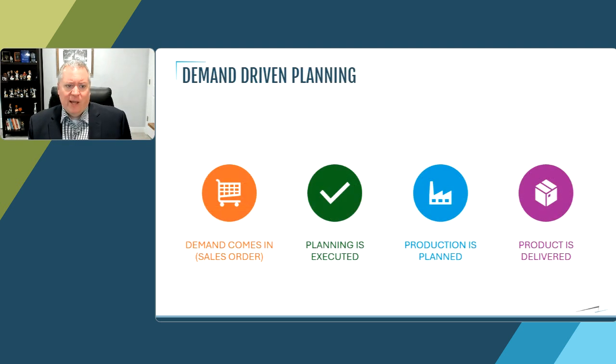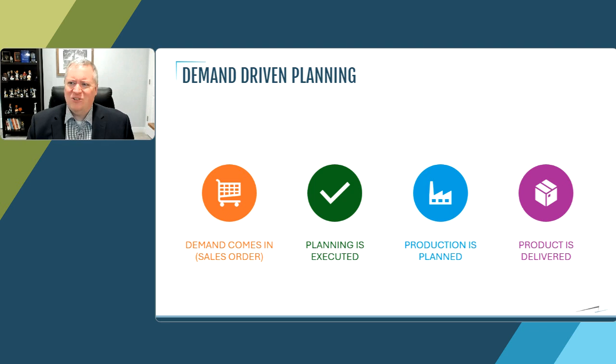In demand driven planning, we get our demand in, which is typically in a sales order. It could be some other kind of order in the system, but something that's driving that demand is coming into our system. Once that demand comes in, we're going to execute planning. Once planning is executed, we're going to take that planned order and throw it into production. We're going to go through the production life cycle and then we're going to deliver that product. Pretty straightforward. A lot of what our manufactured goods are used to is demand-driven planning.